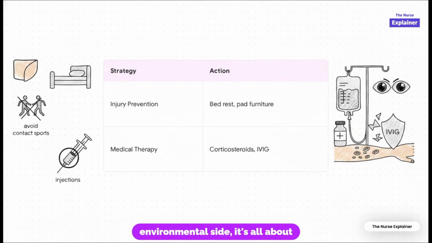On the environmental side, it's all about extreme injury prevention. We're talking bed rest, padding the furniture corners, absolutely no contact sports, and strictly avoiding any rectal suppositories or intramuscular injections. Then, on the medical therapy side, we bring in corticosteroids or IVIG. IVIG is an antibody infusion that actually physically blocks those destructive receptors in the spleen, shielding the platelets so they can survive. Just remember, you've got to monitor that IVIG infusion extremely closely for systemic hypersensitivity.